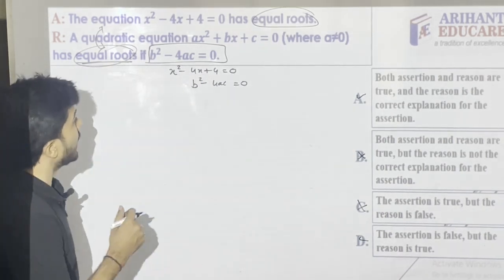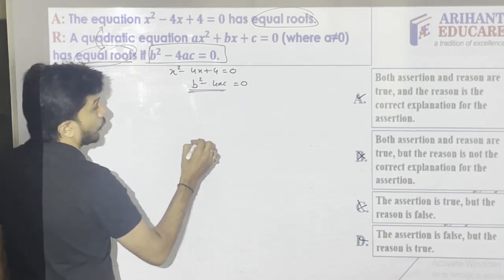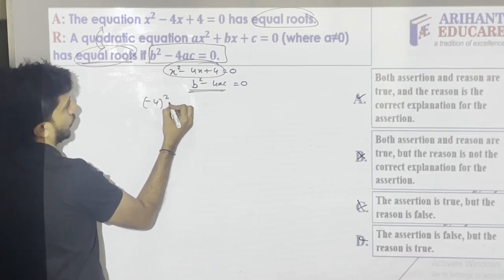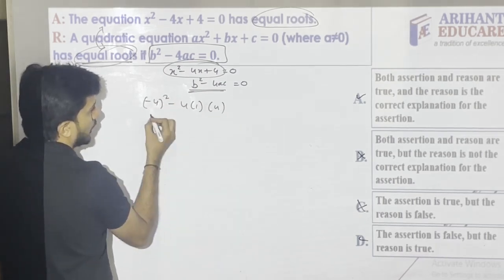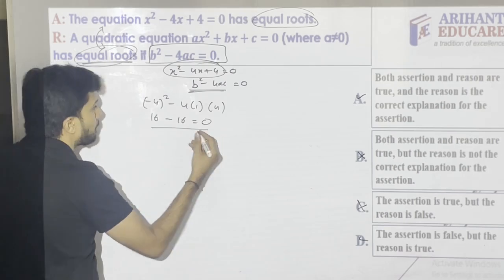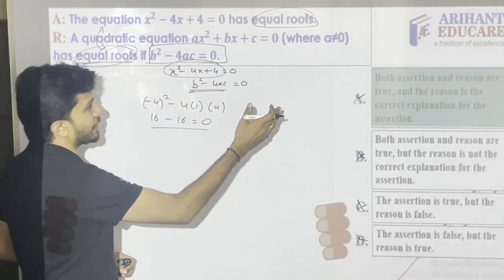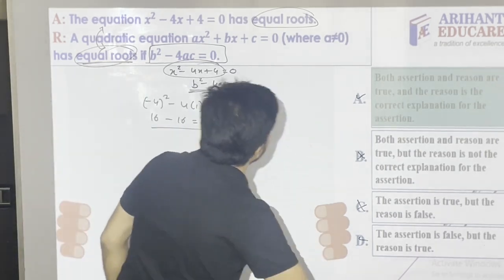50-50 ho gaya KBC ka. Let's see it further. B square minus 4AC 0 hota hai kya? Let's check from here. Minus 4 square minus 4 into 1 into 4. 16 minus 16 is 0. Absolutely. So which option is it? Is it option D? No, it is option A. So here is our answer, A.